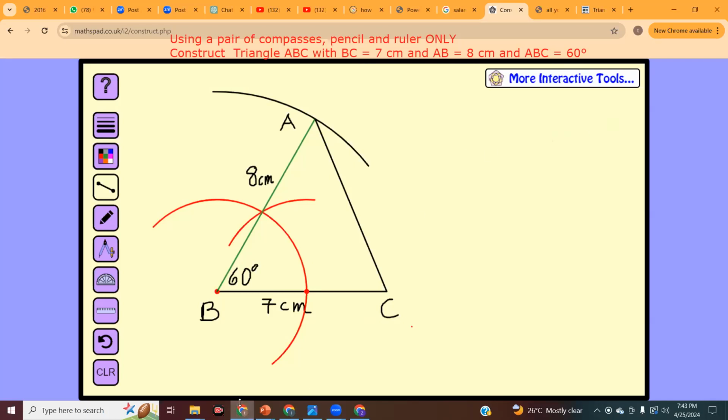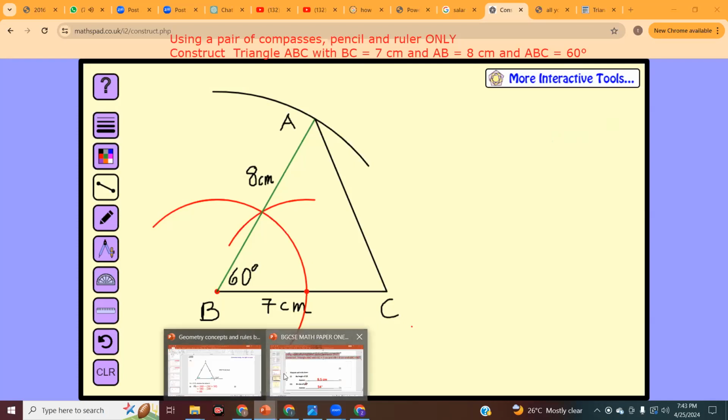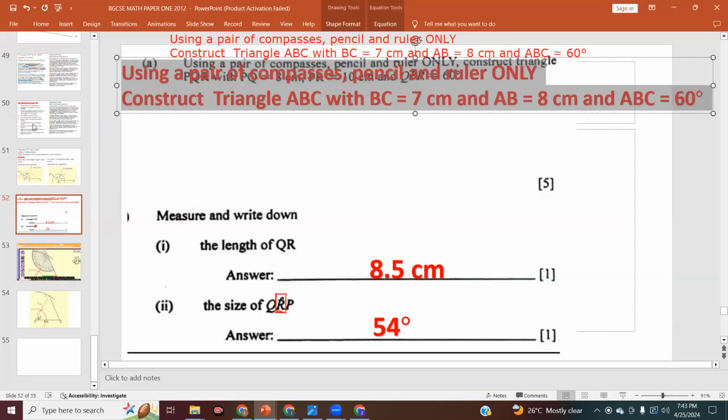So let me go back to this particular one. They want us to measure and write down. So let's write this down. The next part says measure and write down the length of QR. So we have to figure out what that is. And it wouldn't be QR, right? It would be AC, right? Of AC in our case. And then we're gonna put the answer.